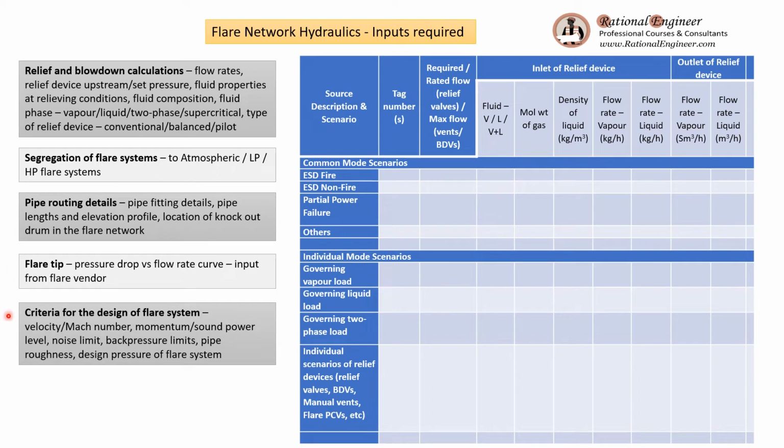We would also need the criteria which we would want to honor during the design of the flare network hydraulics. This would involve typical criteria such as Mach number, momentum, noise limit, acoustic limit or sound power level, back pressure limits, and inputs such as pipe roughness of the flare network, etc.